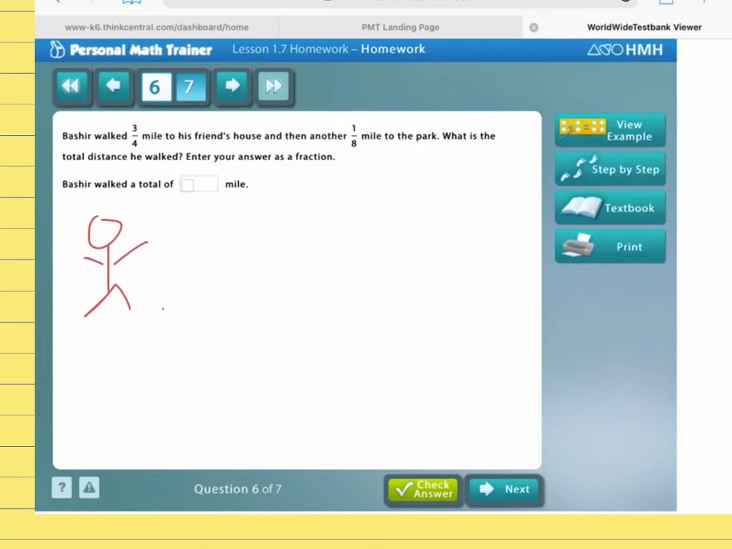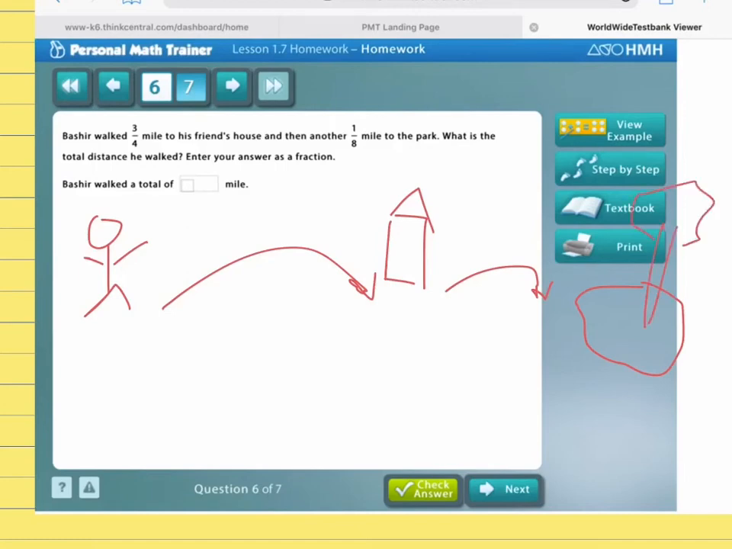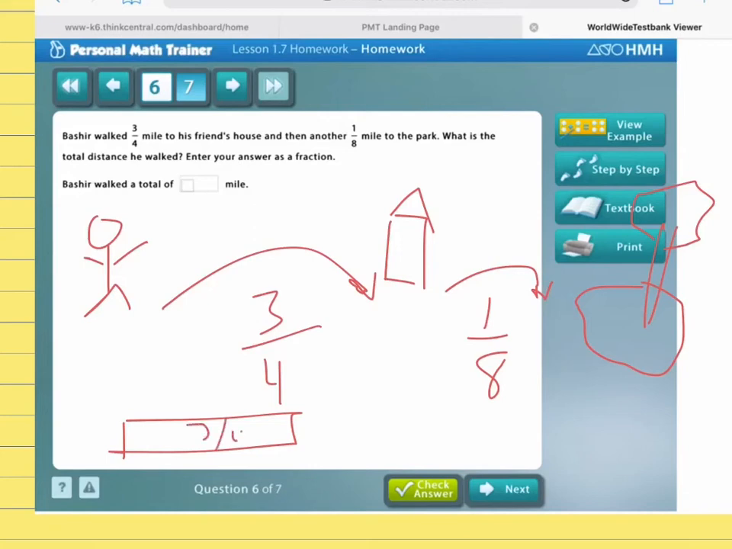So he walked 3/4 of a mile to his friend's house. And then he walked another 1/8 of a mile to the park. Pretend this is a park. There, that's a tree. So my picture model represents the problem. I can also do a part, whole model. I have 3/4 here, and I have 1/8 here. So this is going to be a part, whole model.